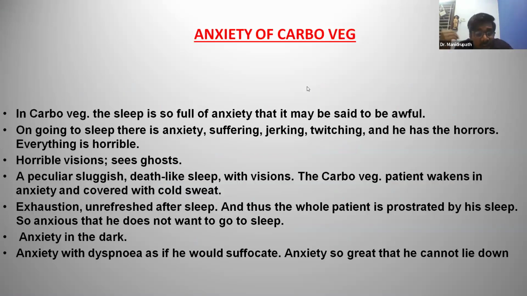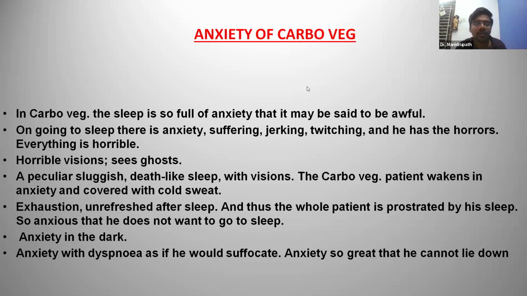So, due to the fears, Carbo veg feels a lot of anxiety. Horrible visions, sees ghosts, a peculiar sluggish, death-like sleep with visions. They feel a lot of sluggishness in the circulation. So why do they fear sleep? They think, I'm going to die. Fear of losing breath, fear of death. That's why Carbo veg cannot sleep. Full of anxiety. They wake up with anxiety, covered with a lot of cold sweat.